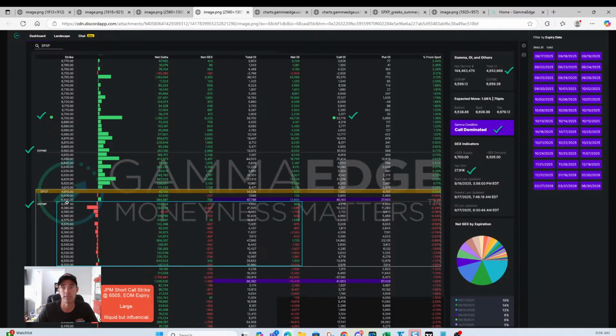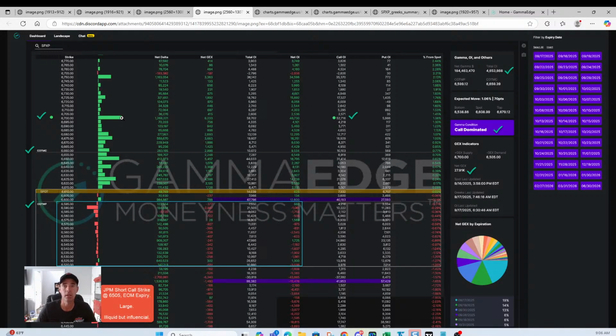Transition here at 6,600 is the DEX transition, GEX transition 6,610. We closed right at the top of that transition there. We see the JPM short strike indicated down here at 6,505, 6,500, 6,505, and then 6,700 to the upside. This is what we call our PGEX or COI. This is the highest call open interest. Again, that would be an upside target if we can get price moving in that overall direction.